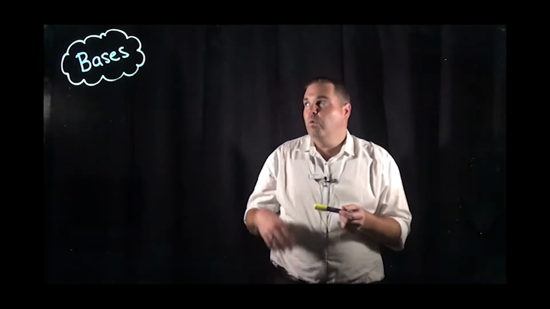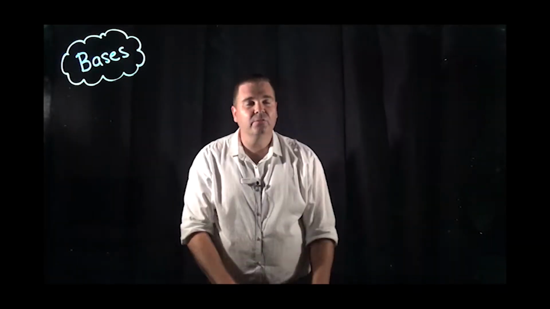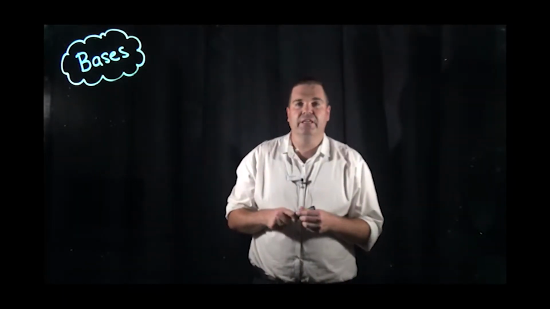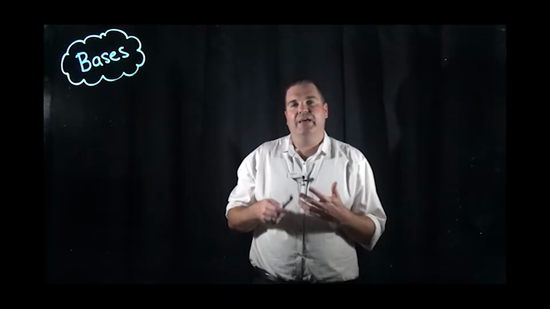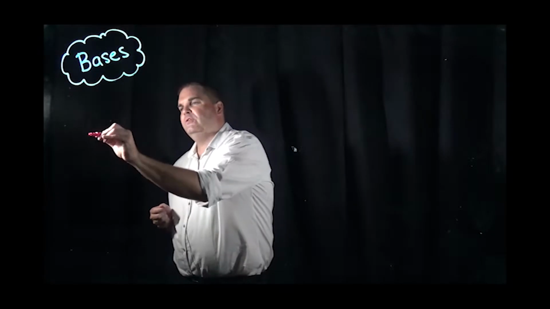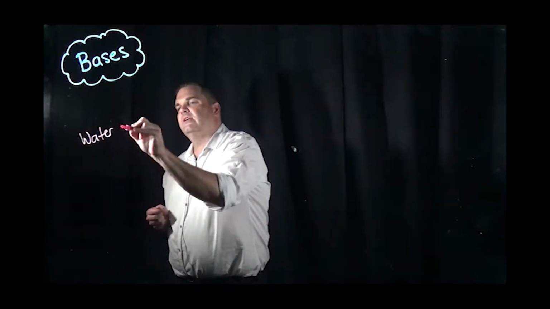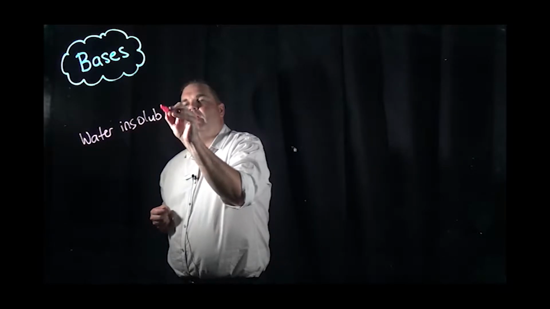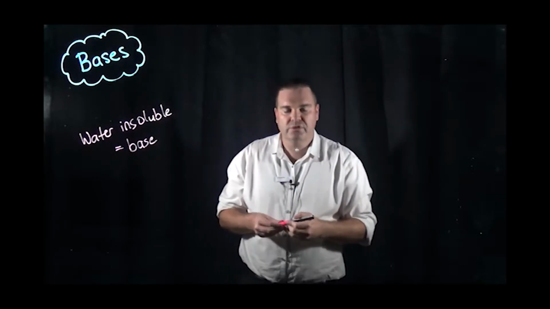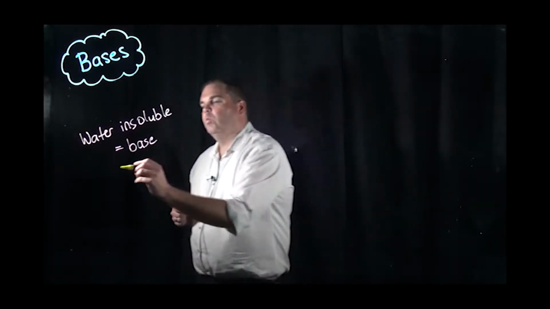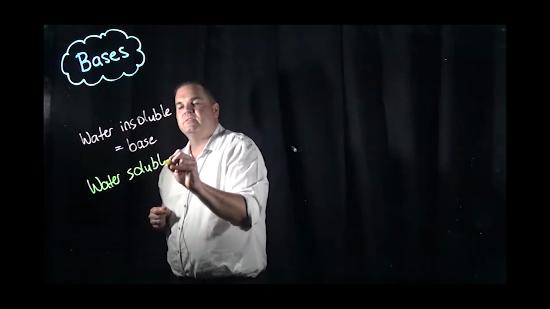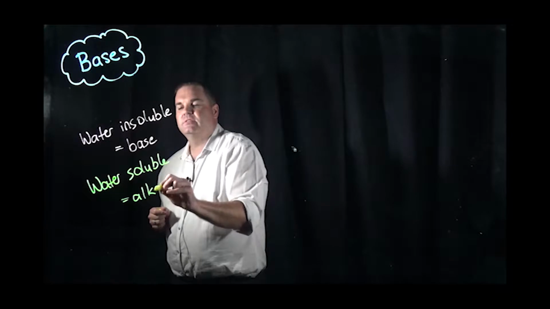All right. What we're going to be looking at is bases, and in particular we're going to be talking about the different types of bases you can have and what they do in terms of indicators. Just like for acids we had two types, with bases we have two types as well. A water insoluble base is just called a base. But sometimes you'll also hear talked about water soluble bases, and water soluble bases we call alkalis.